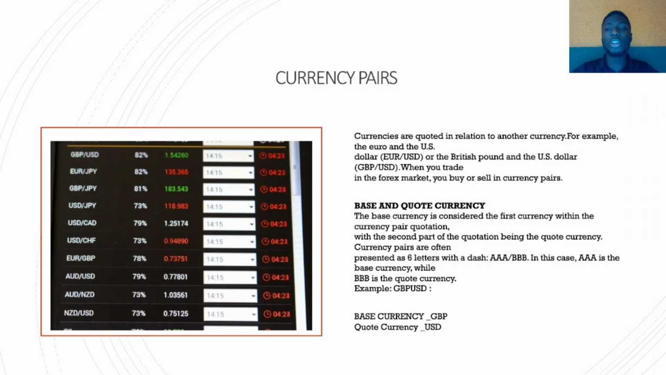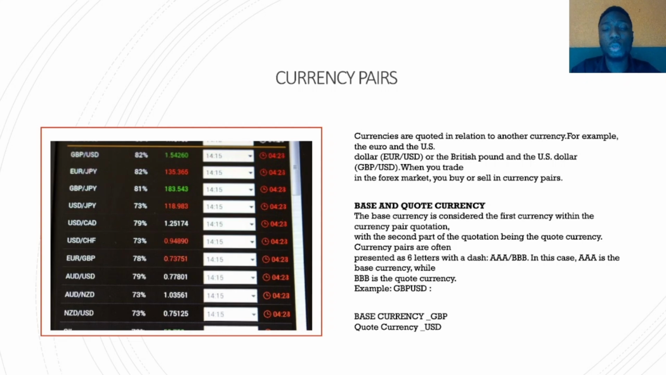So now moving on to currency pairs. What do you trade in the forex market? You trade currency pairs. Currencies are quoted in relation to other currencies. For example, we have euro and USD. The euro is going to be the base currency, and USD is going to be the quote currency.